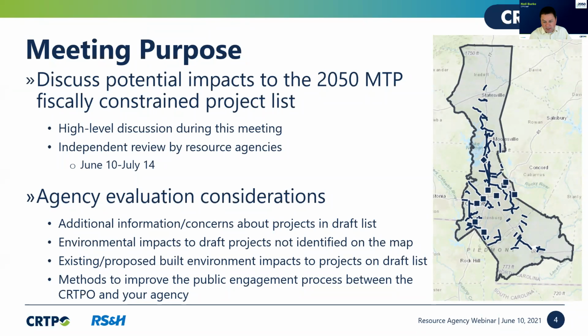Some of the evaluation considerations we want our agency partners to consider is there additional information or concerns about roadway projects within this draft list? Are there environmental impacts to draft projects that are not identified on the map? Existing or proposed built development impacts to projects on the draft list. For instance, you may know of a mixed-use development that is right in the path of one of our proposed roadway corridors. We need to know about that. This is the time to make us aware of that. And are there methods to improve the public engagement process between CRTPO and your agency?